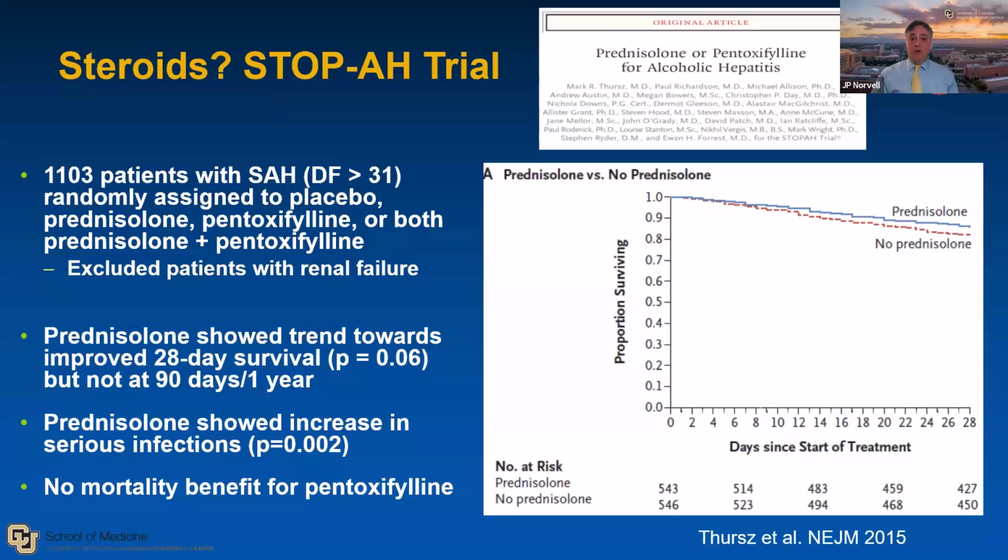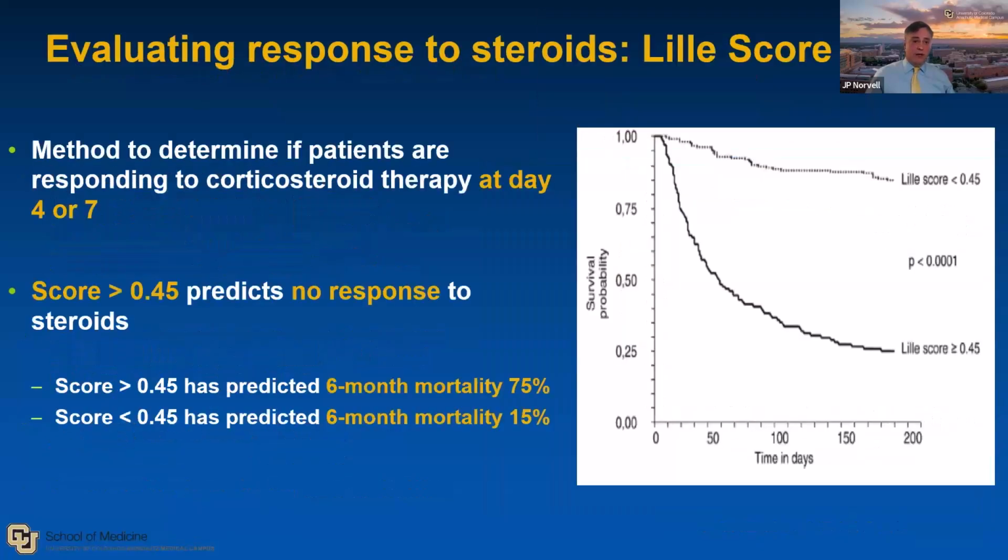So this is not exactly new, but I can't give this lecture without talking about the STOP-AH trial, which was a large randomized 2x2 factorial design study done in the UK back in 2015 that looked at 1,100 patients with severe alcoholic hepatitis and were randomized to either placebo, pentoxifylline, or prednisolone in some type of order. And it showed a trend towards improved 28-day survival in those with prednisolone, but that was not durable to 90 days or 1 year. And it did have increase in significant infections, which is actually the #1 cause of death in these patients. And I stopped using pentoxifylline after the study as it showed no mortality benefit.